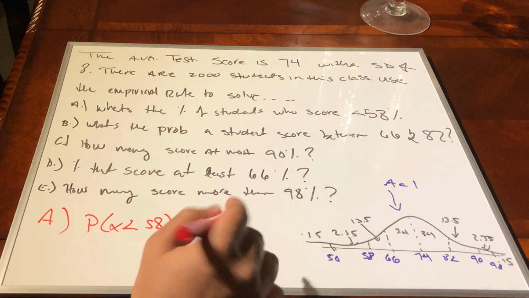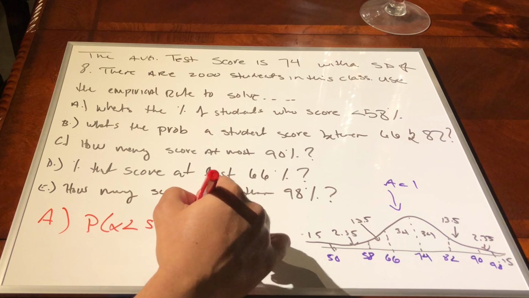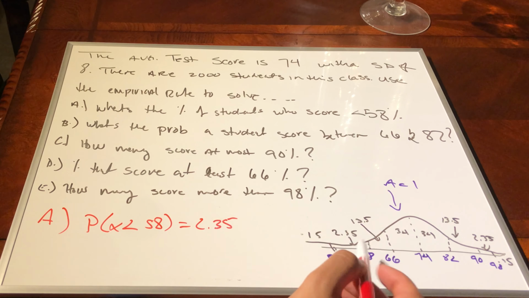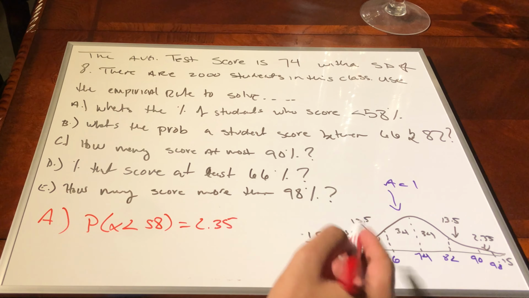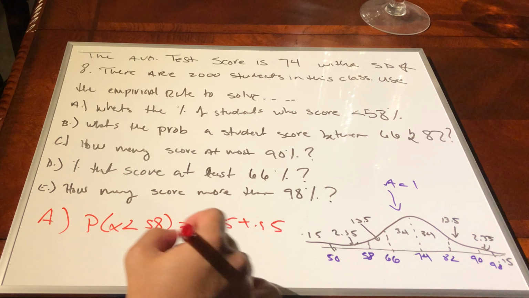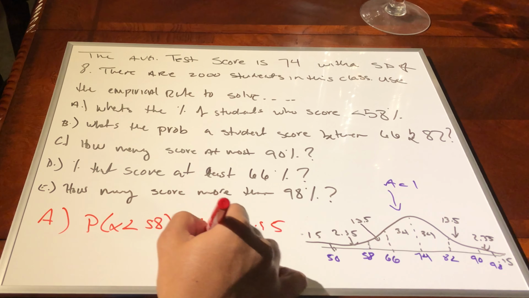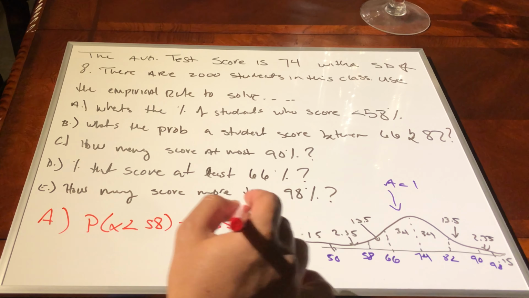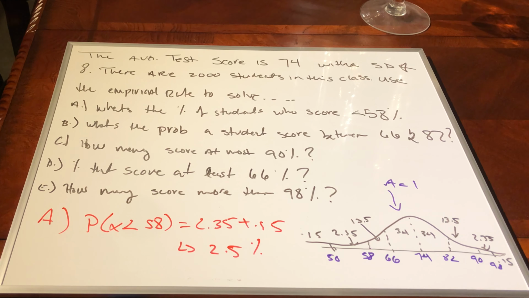You're going to take 2.35, which is here. This is less than 58, and then also 0.15. You're going to add those two together, and when you add everything together, you get 2.5%. So 2.5% of the student population in that class scored less than 58%.